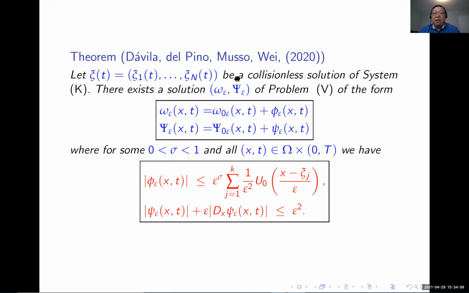So this is the result I want to prove. I want to show how we can use the inner-outer gluing to prove this result. Before I go to the proof, any questions on this problem?